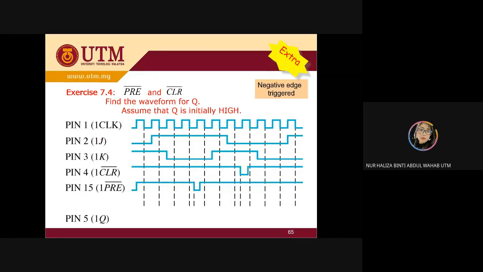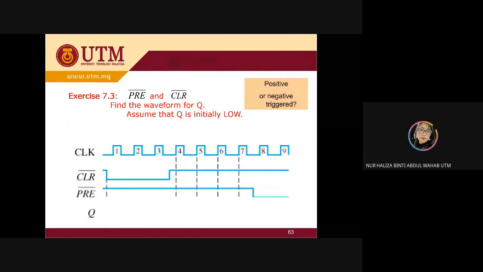First, you need to consider clear and preset. All the input values, you need to check. If clear is 1 and preset is 1, like at this stage, from here until here, at this part, this is 1 and 1. So you're going to look into your JK. The rest, if it is not 1 and 1, there are specific things that you need to remember.